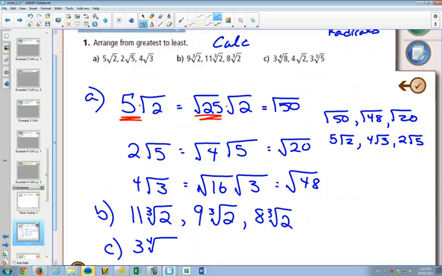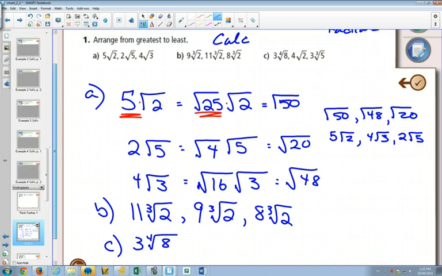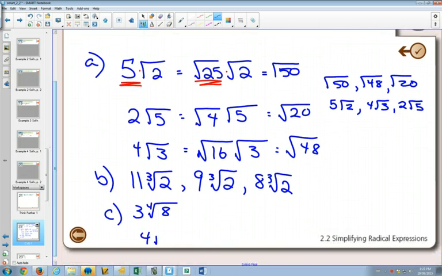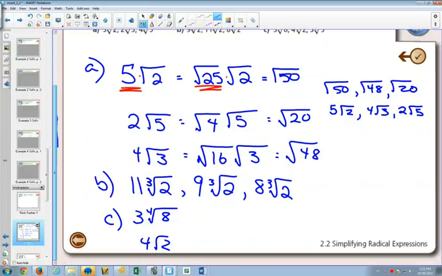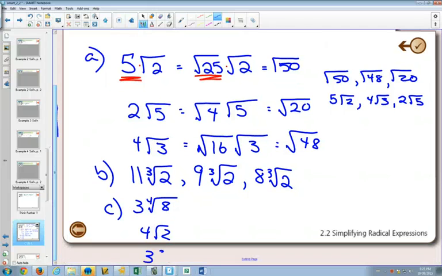So I get the first 2 rows to figure out what 3 times the fourth root of 8 is. The next 2 rows to figure out what 4 square root of 2 is. And the last 3 rows to figure out what 3 cube root of 5 is, as a decimal.